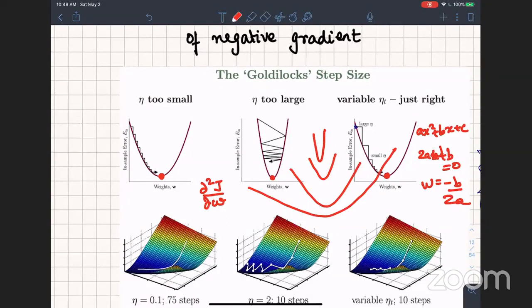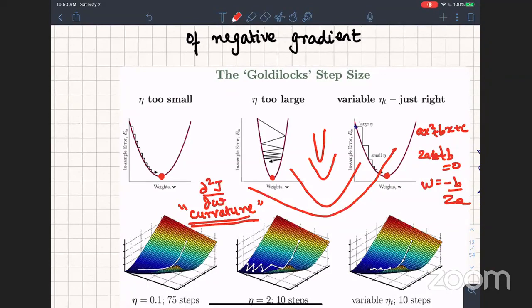The second derivative is something that we don't usually compute because it's expensive to compute. So we rely on the first derivative and a time series of first derivatives, right? Curvature is related to the second derivative. So we rely on the first derivative and a series of first derivatives at each iteration to approximate the second derivative and its inverse.